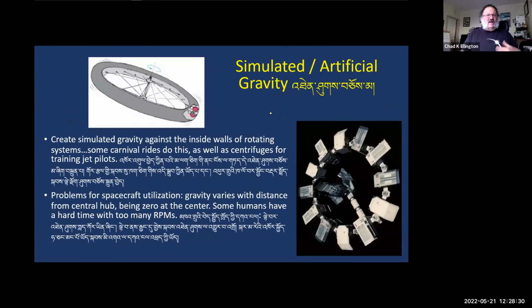There are ways that we can create artificial gravity inside various vessels.